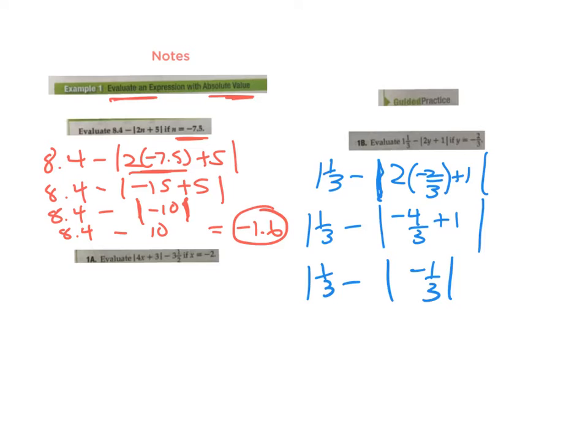Negative 4/3 and 1 will actually be negative 1/3. And once again, absolute value signs mean anything inside of it becomes positive. So this becomes a positive 1/3, but the minus sign is still outside. So I'm subtracting 1/3 from 1 1/3, which will equal 1.